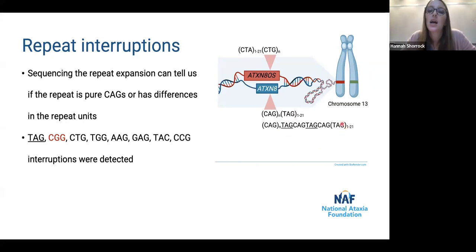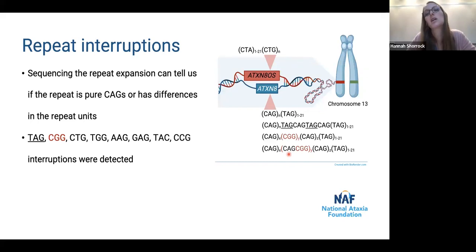Now, sometimes this is a longer series of stuttering and sometimes it was shorter. The other type of interruption that was detected very frequently were these CGG interruptions. And so these CGG interruptions would either sit in a little row, so you might have, say, 3 or 5 of those CGGs in between your CAG repeat. Or what happened in some cases is you would have a CAG, CGG, CAG, CGG, very similar to this TAG, CAG, but this could be anywhere within that CAG repeat stretch.